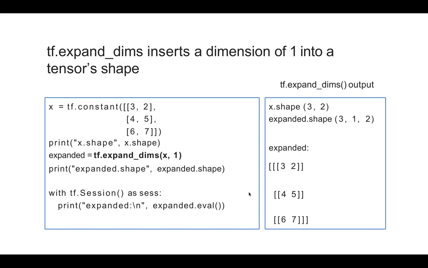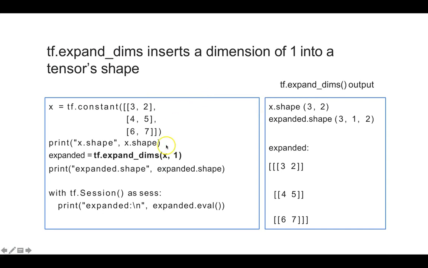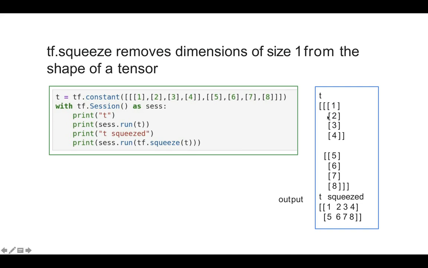So they are opposite. But all of them can be done using tf.reshape if you want. Yeah, as you can see here, tf.expand_dims inserts a dimension of 1 into the tensor shape. So here we have x of shape 3 by 2, and if we expand it, we can add the 1 dimension. We have added 1 dimension, so it becomes 3, 1, 2. And if we use tf.squeeze, it drops this dimension and it comes back to this. Yeah, tf.squeeze removes dimensions of size 1 from the shape of a tensor.